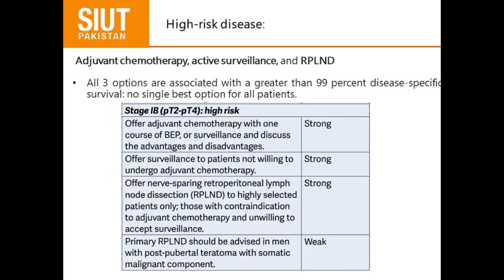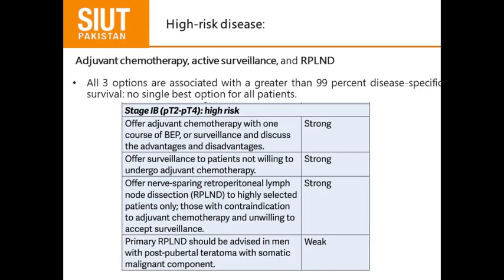For high-risk disease, besides chemotherapy and active surveillance, the RP-LND option is also provided, and like I mentioned, all three options are associated with greater than 99% disease-specific survival. Offer adjuvant chemotherapy with one course of BEP again, or surveillance, and discuss the advantages and disadvantages. Offer surveillance to the patient not willing to undergo adjuvant chemotherapy.